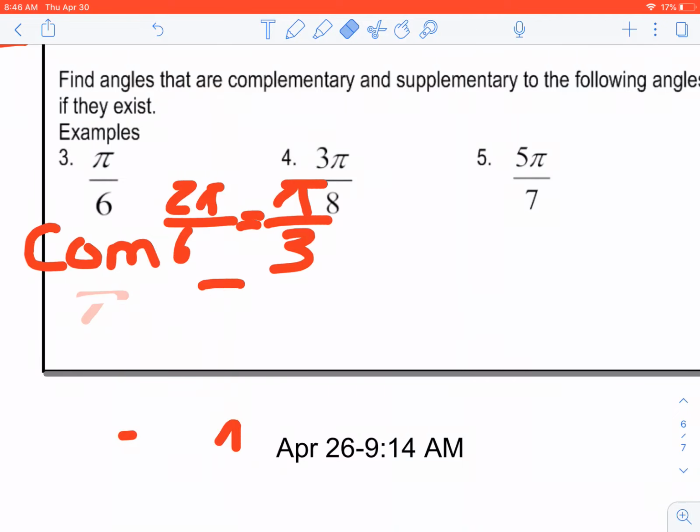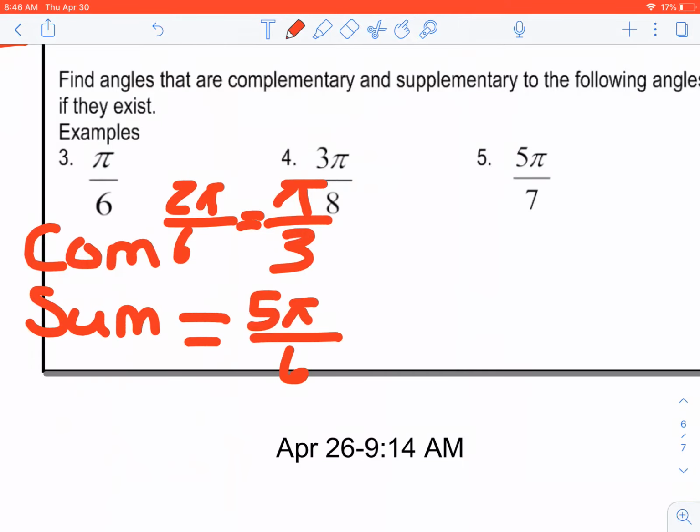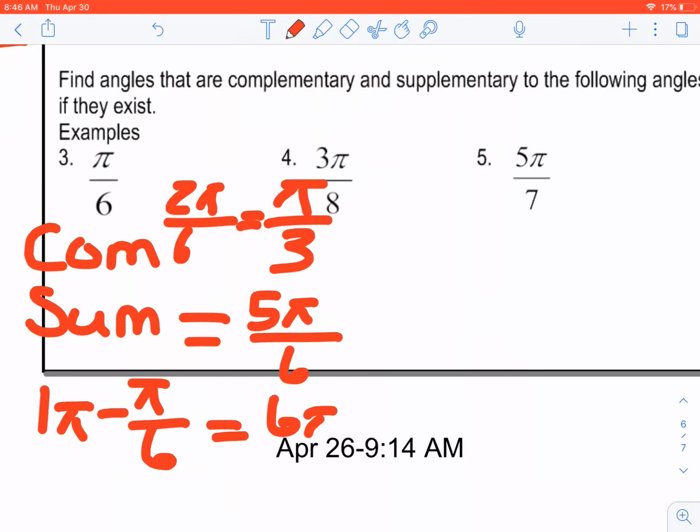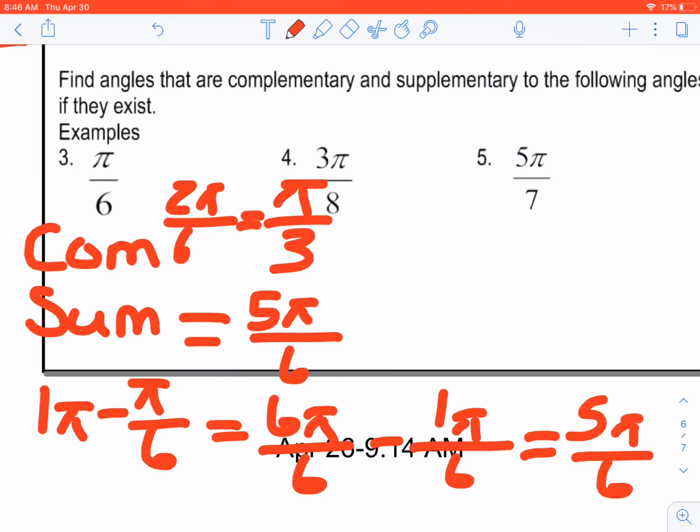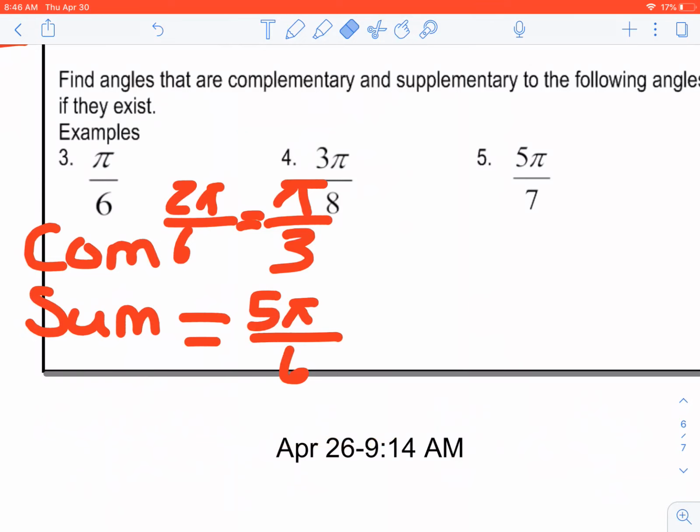And then let's find our supplementary angle. So if I'm going to find my supplementary angle, we know supplementary angle is 1 pi. I think this one's going to be a little bit easier. I have 1 pi pi over 6. How do I get that to 6 pi over 6? Well, I need 5 pi over 6 more. What I could do there is do 1 pi minus pi over 6. Common denominators, 6 pi over 6 minus 1 pi over 6 gives me my 5 pi over 6. So I found my supplementary and complementary angle in radian measurement.